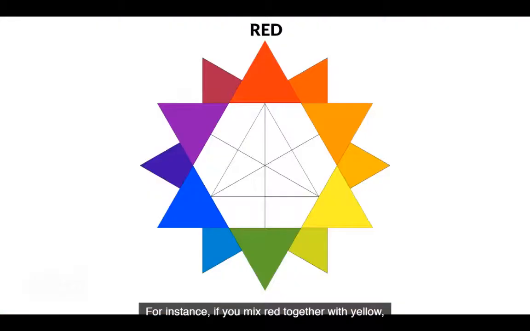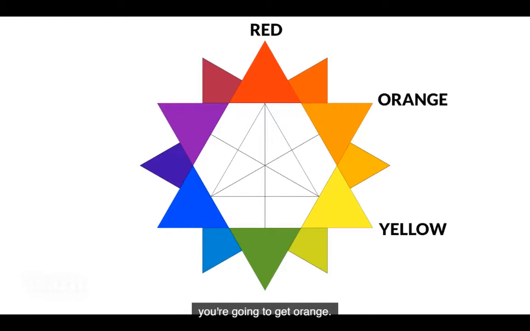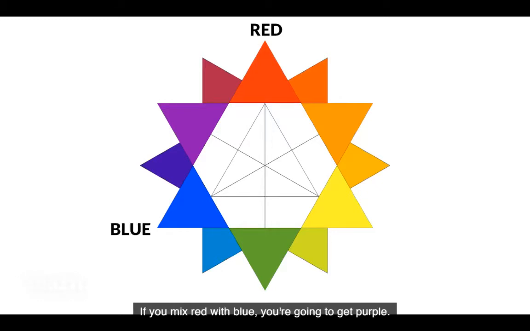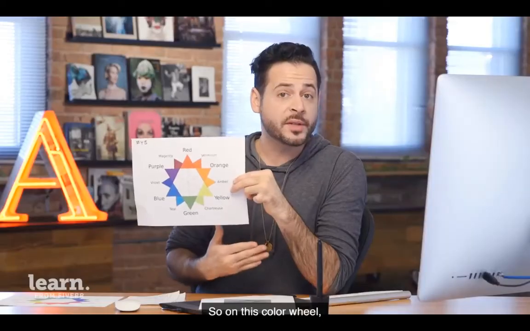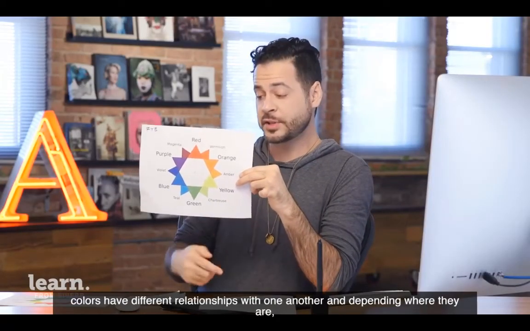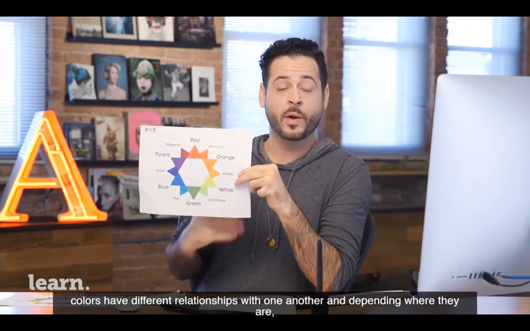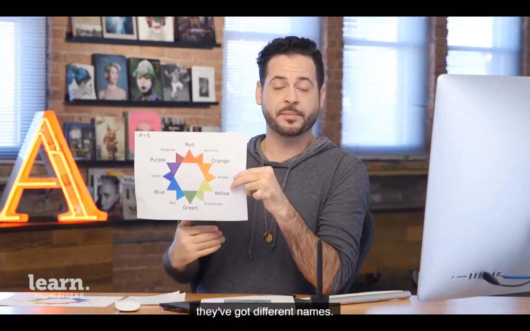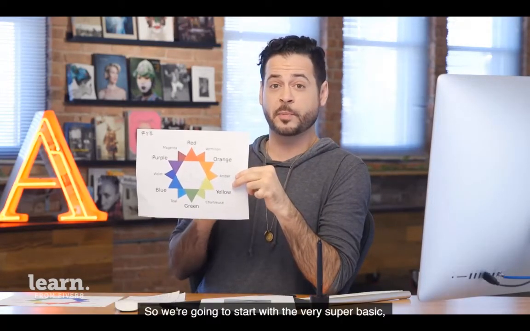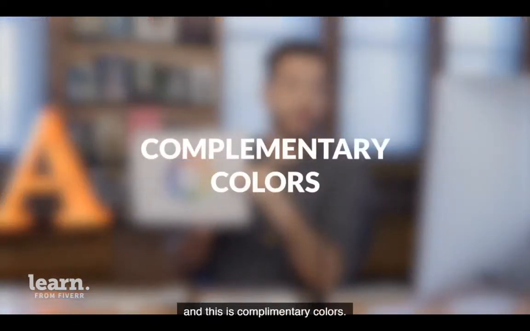For instance, if you mix red together with yellow, you're gonna get orange. If you mix red with blue, you're gonna get purple. If you mix blue with green, you're gonna get teal. So on this color wheel, colors have different relationships with one another, and depending where they are, they've got different names. So we're gonna start with the very super basic, and this is complementary colors.